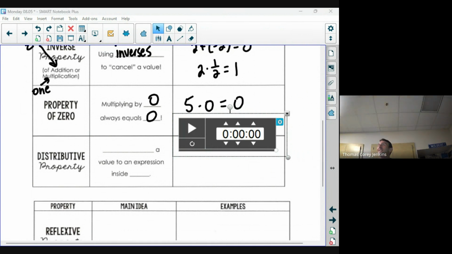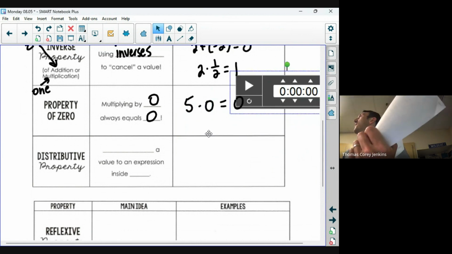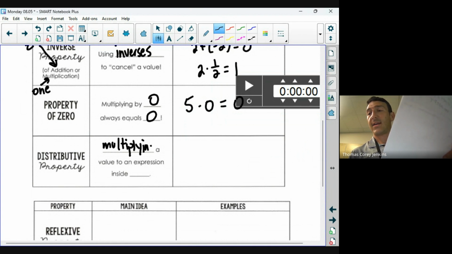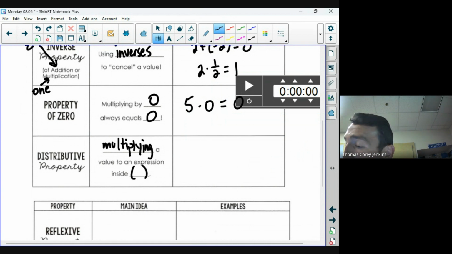All right, let's go ahead and finish up here. Okay, so eyes on the board here, and we'll get it done. Distributive property should be a familiar one to you, hopefully. The distributive property says multiplying a value to an expression inside parentheses. So usually we'll have something like a monomial, which is one term, times a binomial, which is two terms. So something like this: 2 times x plus 3.